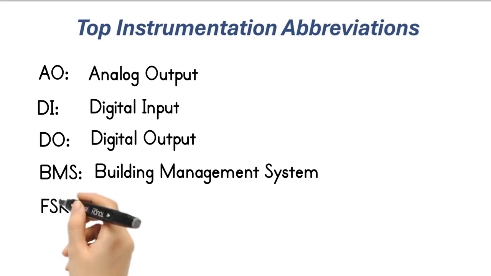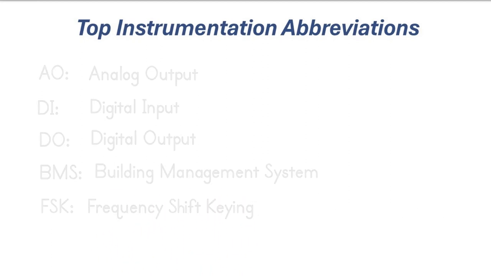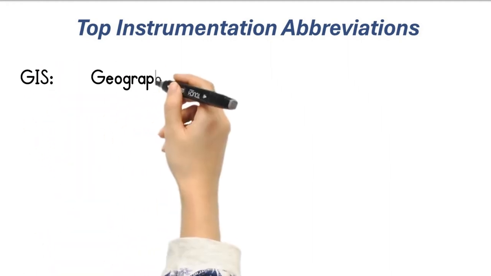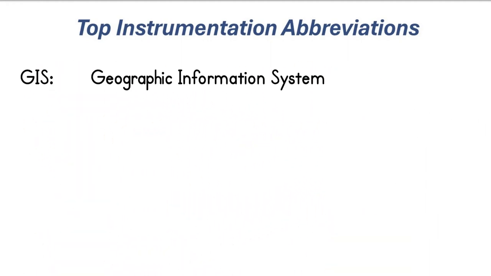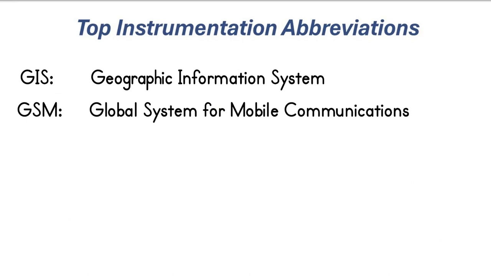FSK. FSK stands for Frequency Shift Keying, a modulation technique used in digital communication. GIS. GIS stands for Geographic Information System, a system designed to capture, store, manipulate, analyze, manage, and present spatial or geographic data. GSM. GSM stands for Global System for Mobile Communications, a standard for digital cellular networks.